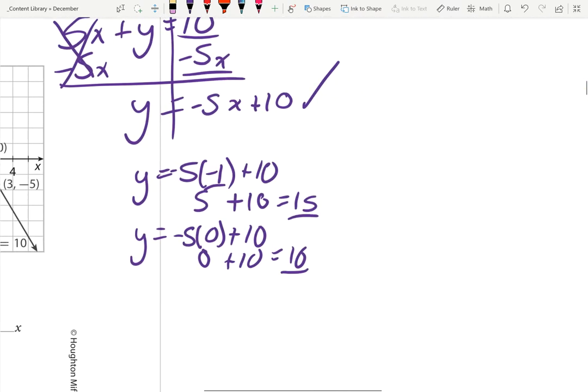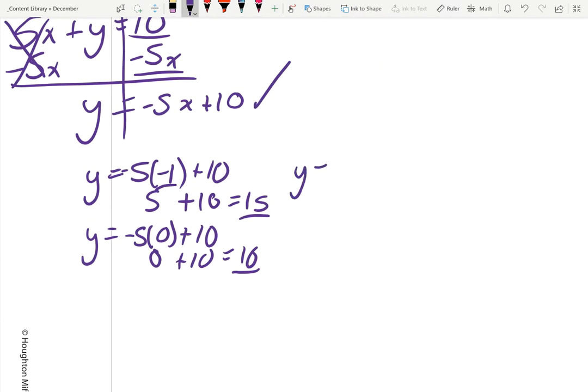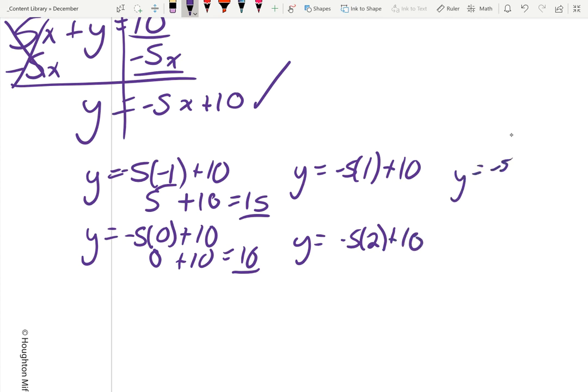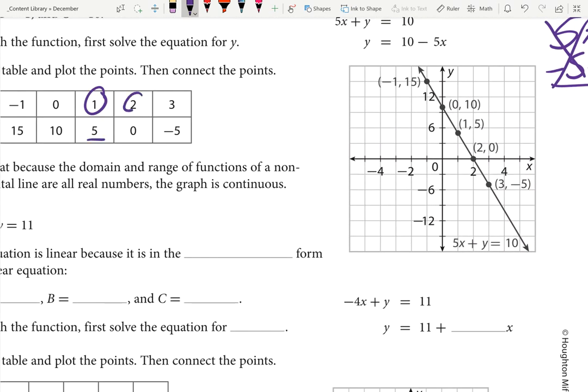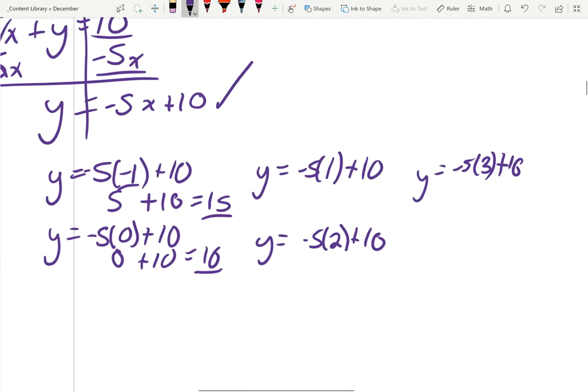They did it for 1, they plugged 1 in. So they did y equals negative 5 times 1 plus 10. They also did y equals negative 5 times 2 plus 10. And they did y equals negative 5 times 3 plus 10, right? They plugged in 1 and they got 5. They plugged 2 and they got 0. They plugged 3 and they got negative 5. So let's see how they got those numbers.